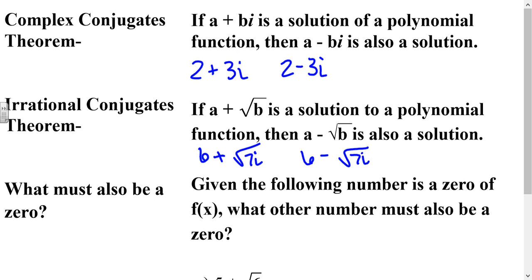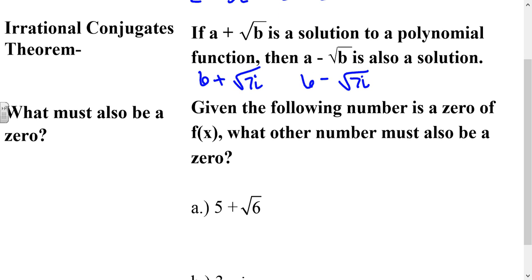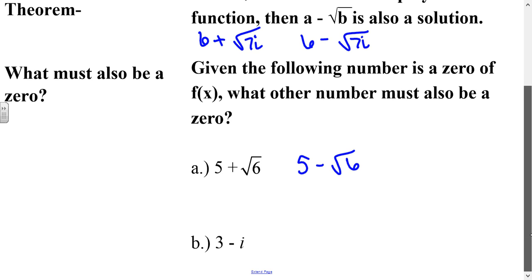So what must also be a 0? Given the following number is a 0 of the function f of x, what other number must also be a 0? So if I have 5 plus the square root of 6 is one of my zeros, what must also be a 0? Well, that would be the conjugate of that, which would be 5 minus the square root of 6. Pretty easy. And if 3 minus i is a 0, then 3 plus i would also be a 0.